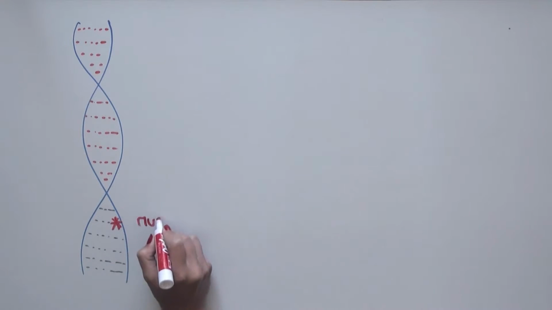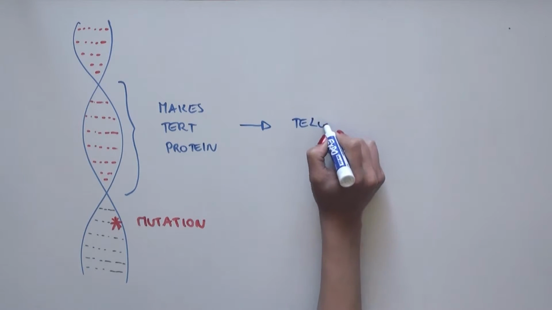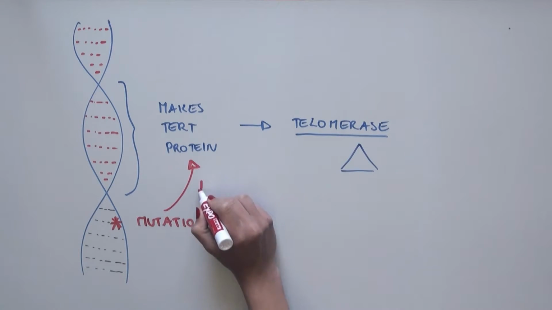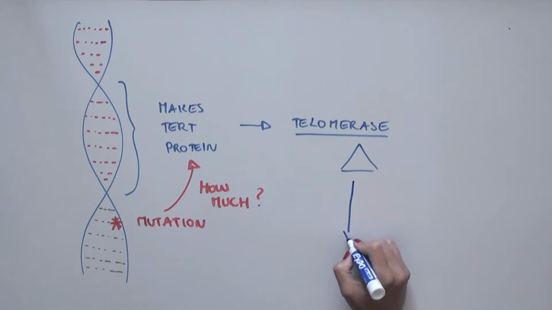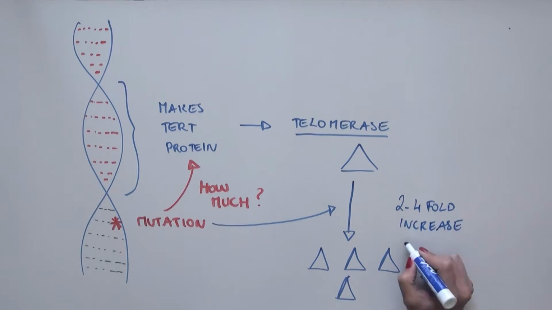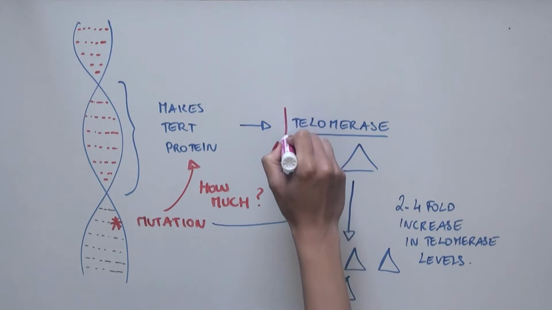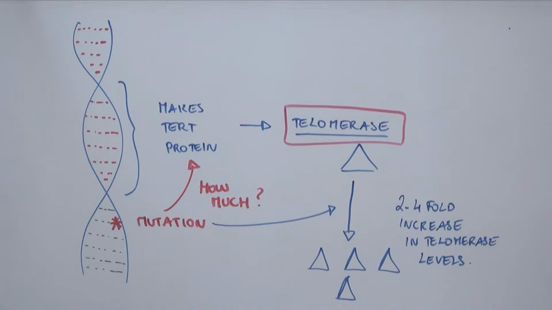Well, this mutation is present near a piece of DNA that encodes a protein which makes telomerase. The mutation controls how much telomerase is produced and causes a 2 to 4-fold increase in the levels of telomerase in cells. To understand what telomerase is and what happens when you have more telomerase, let's step back a little bit and go back to the DNA.